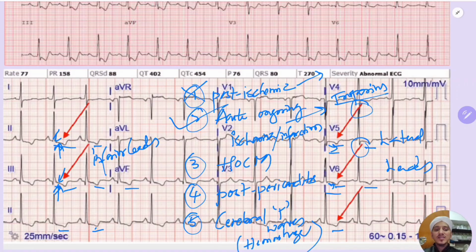And the pain of infarction is prolonged, from 20 to 30 minutes, whereas the pain of angina will not last more than 5 minutes. It will be maximum 5 minutes. Okay, that is the difference between ischemia and infarction.